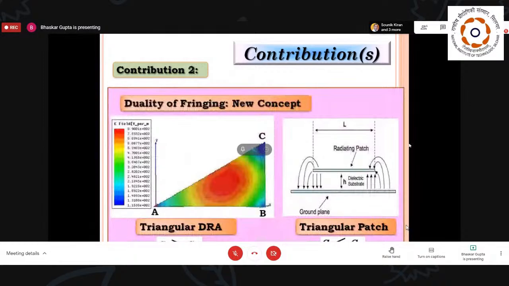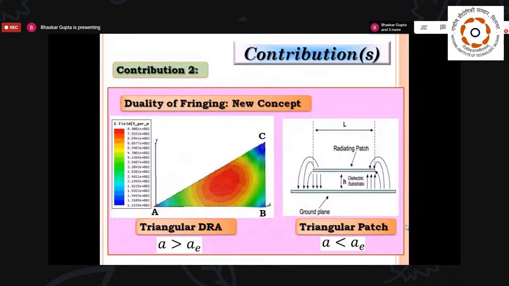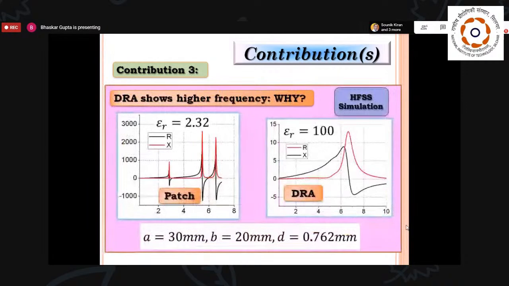And theoretically, the duality of this fringing, which I already explained, is an absolutely new concept. Fringing, and due to that, avoidance of the corners. So this is provided by us, and this is what results in correct theoretical formulation.